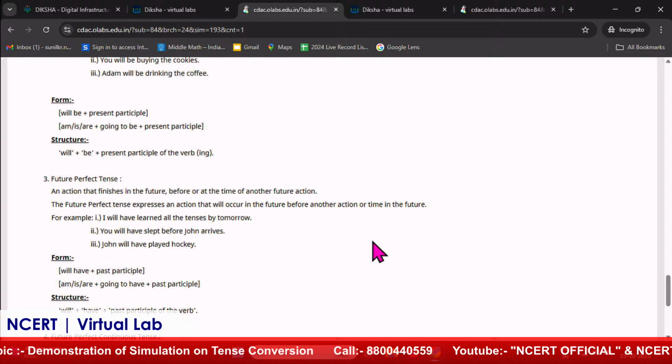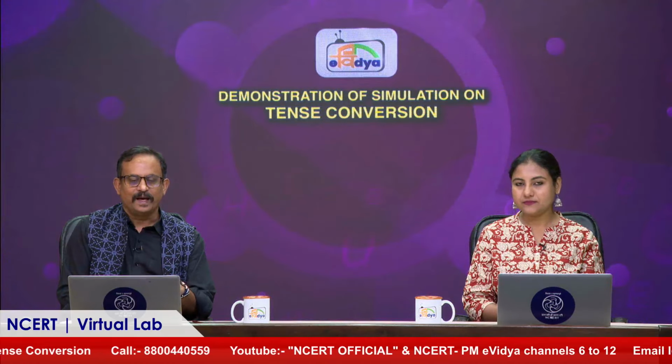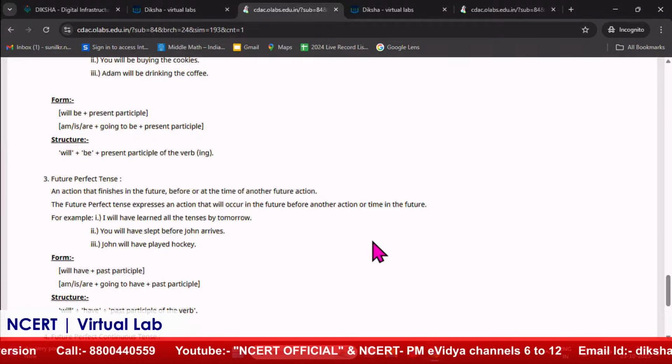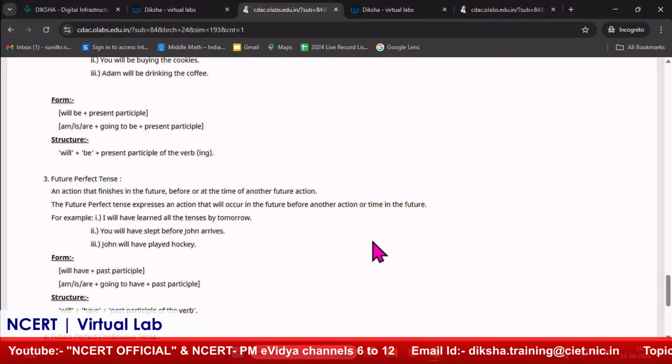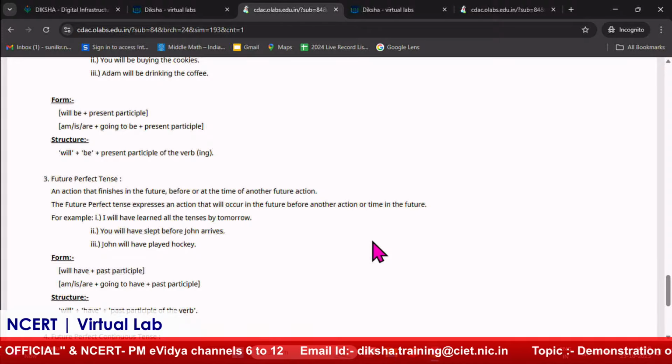All tenses have a sense of each other, because one will already have happened by the time. Some kind of bearing is there. So, for example, I will have learned all the tenses by tomorrow. What are the two moments of time that are being denoted? One is tomorrow, which is the end limit, and will have learned. So, I will have finished all these activities before tomorrow arrives.